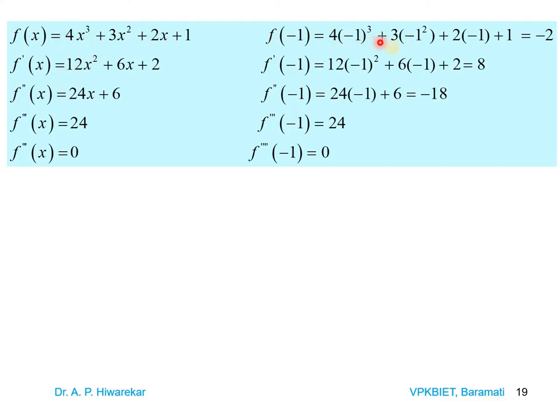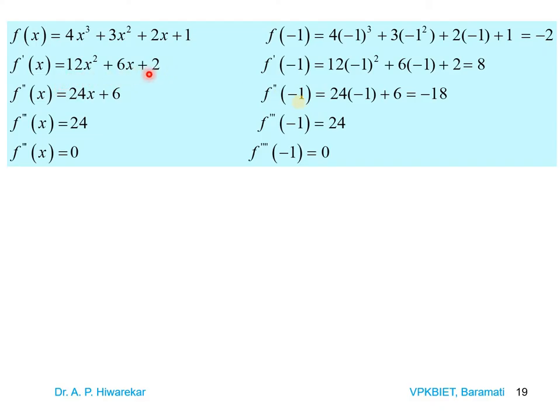So it is 4 into minus 1 cube plus 3 into minus 1 square plus 2 into minus 1 plus 1. So this will be minus 4 plus 3 is minus 1, minus 2. That gives minus 3 plus 1. That gives minus 2. Then derivative of 4x cube is 12x square. Derivative of 3x square is 6x. Derivative of 2x is 2.